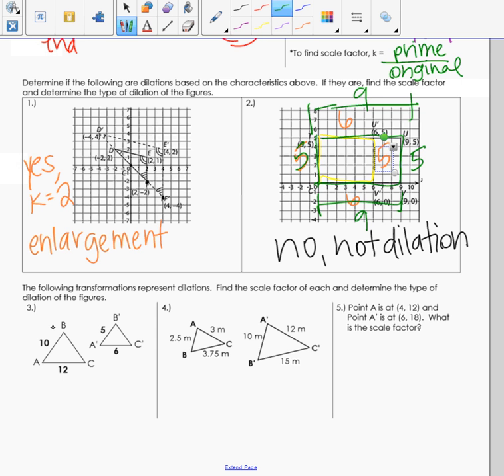I'm going to look, A to B is 10. A prime to B prime is 5. A to C is 12. A prime to C prime is 6. So again, you only need one pair, but you want to make sure to do prime over original.